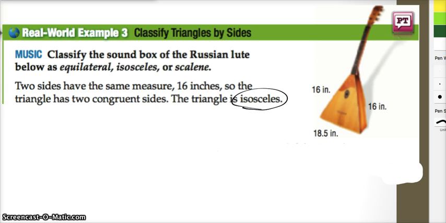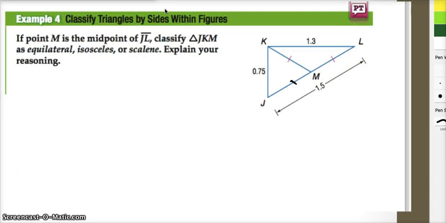Let's look at another example. Example 4, we're going to classify triangles by sides within a figure.